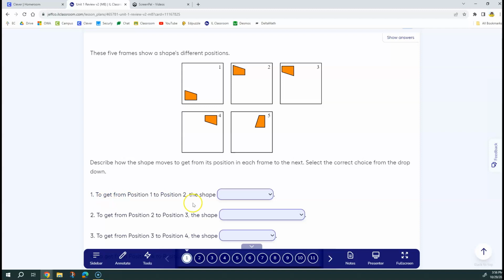Okay, so to get from position 1 to position 2, the shape does what? So here we are with frame 1, and then here's frame 2. Well, it's still going in the same direction. The only thing is that it starts out in the lower left corner and now it's in the upper left corner over here on 2. So what it does is it moves up.